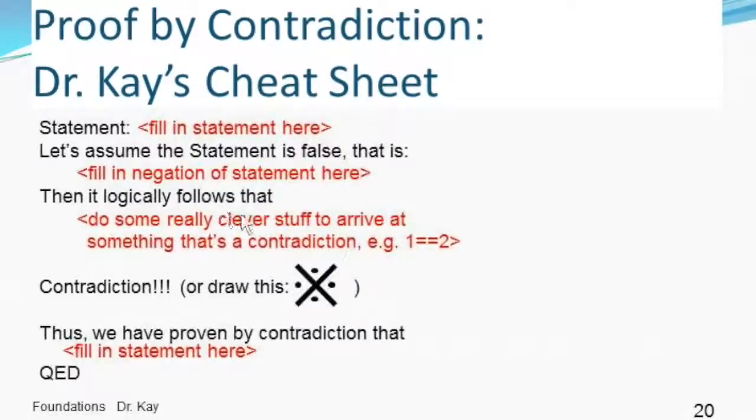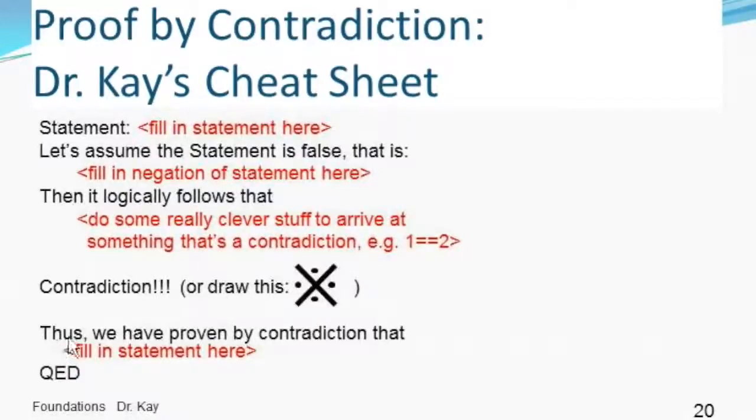And now you got to do the really clever stuff so that you end up with a contradiction. So you get, say, 1 equals 2, or the sky is, I don't know, pink with purple polka dots, or whatever. At which point you write contradiction. And you have to tell me that you found a contradiction. Or you can draw this. It's supposed to kind of look like 4 arrowheads banging into each other. I'm not sure if I think it looks like that, but I like this symbol. I think it's kind of cool.